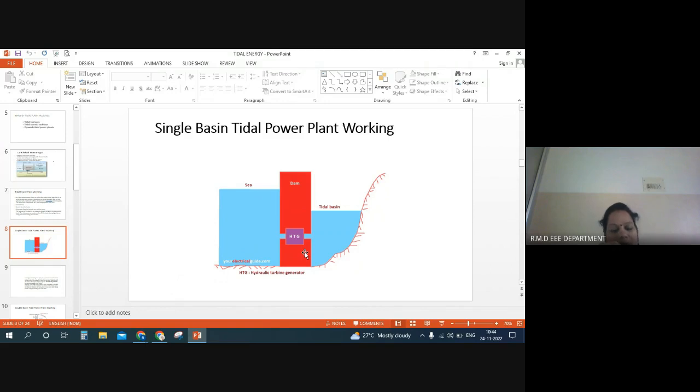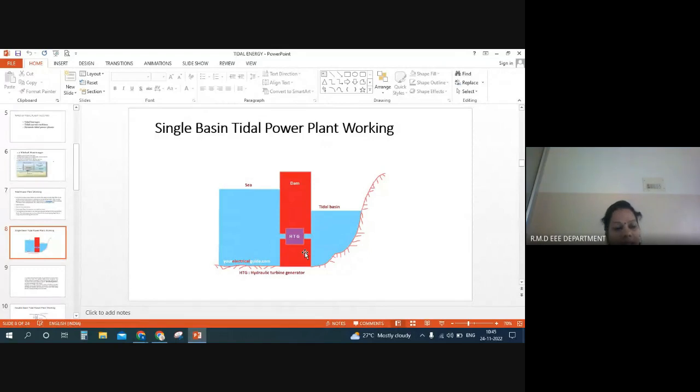Okay, so in the single basin tidal power plant itself, we have two features: one way single basin system and two way single basin system. In the one way single basin system, the basin is initially filled with seawater by passing through a storage tank during the low tide period. When the water level in the basin is higher than that of the sea level at low tide, the power is generated by emptying the basin water through the turbine generator.